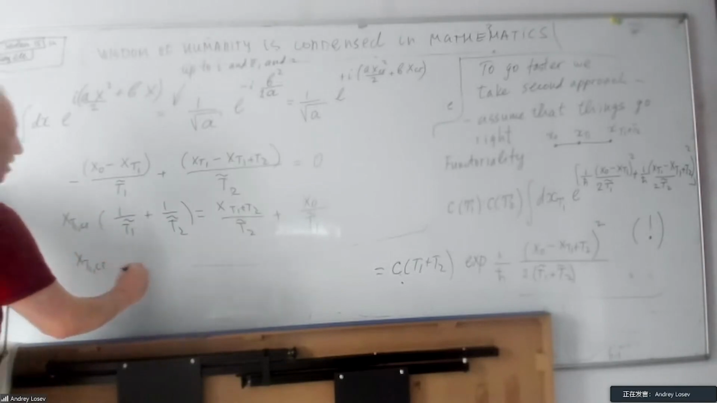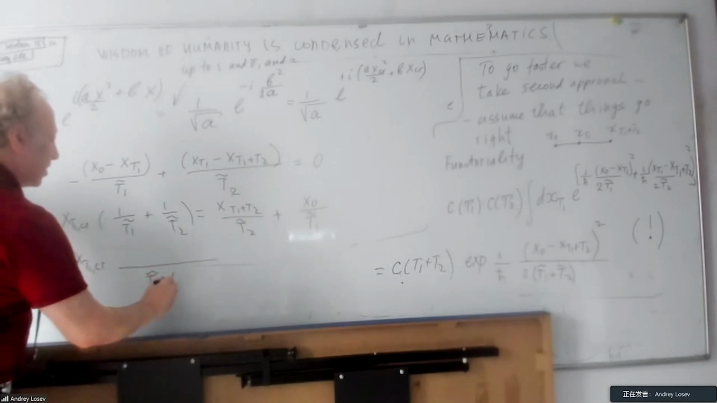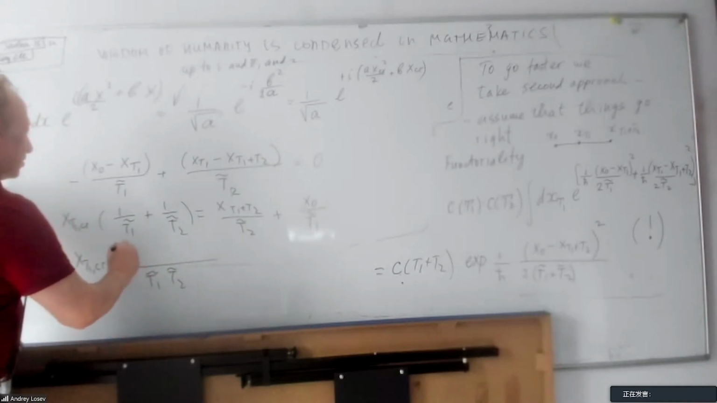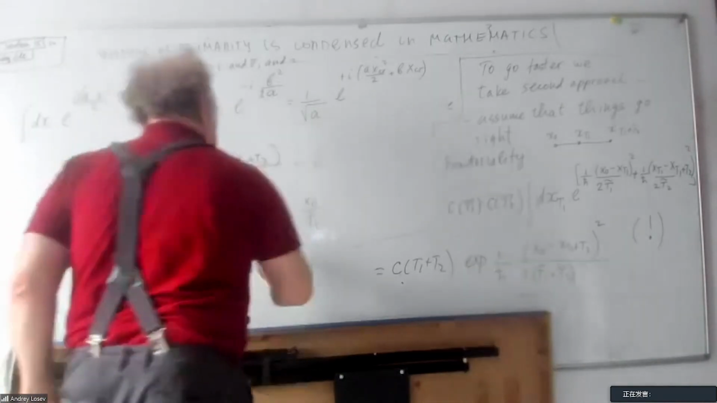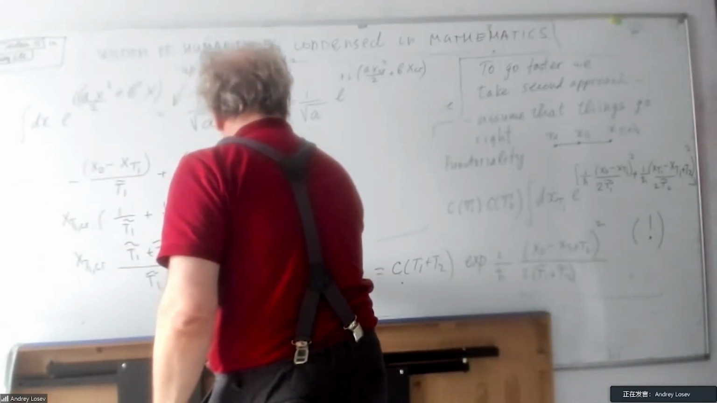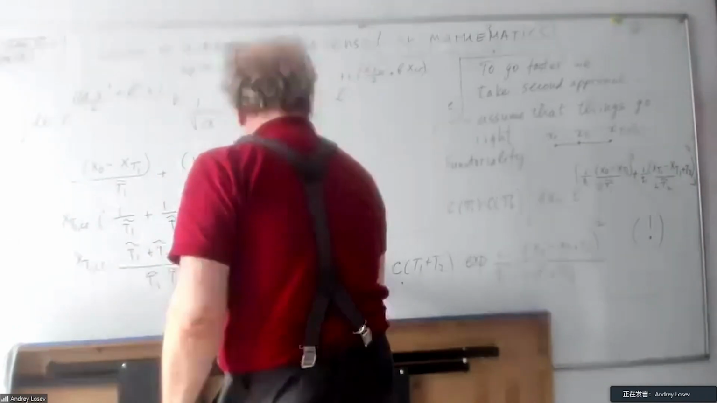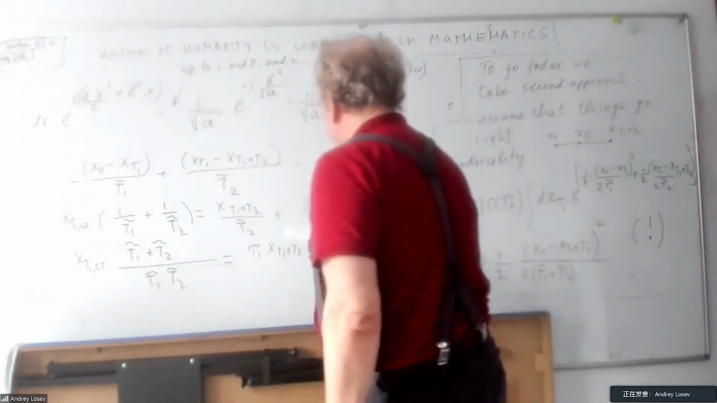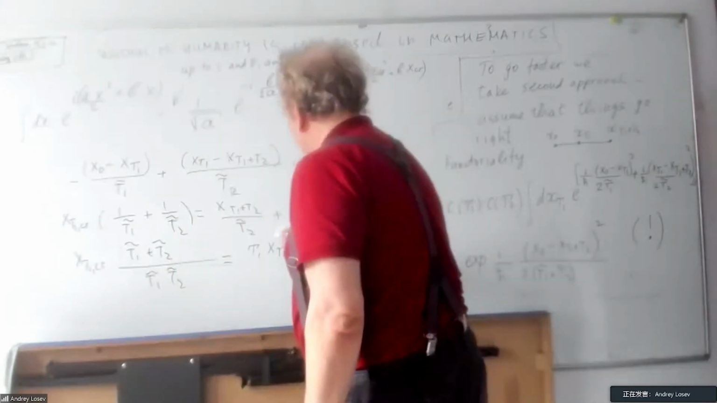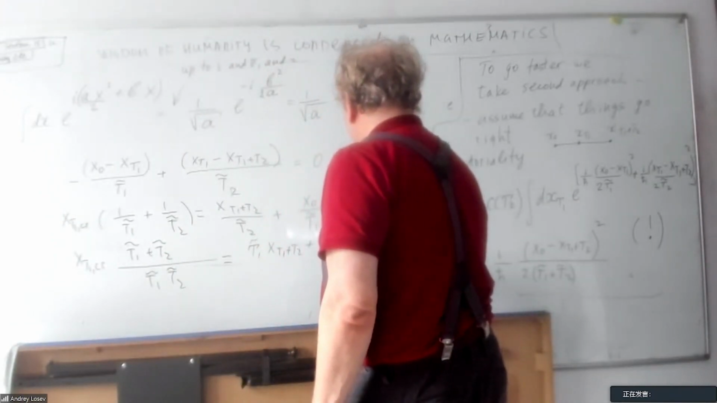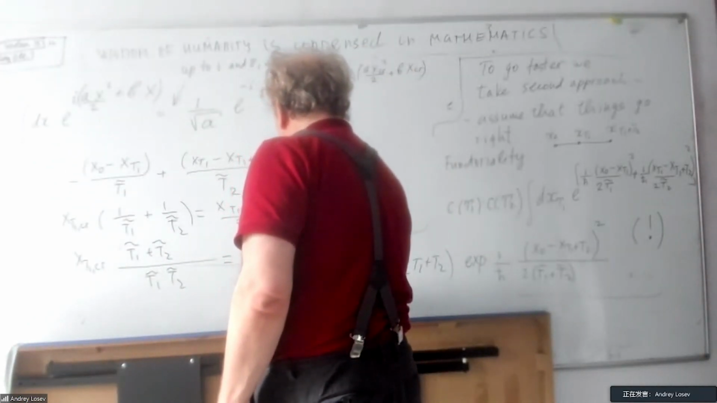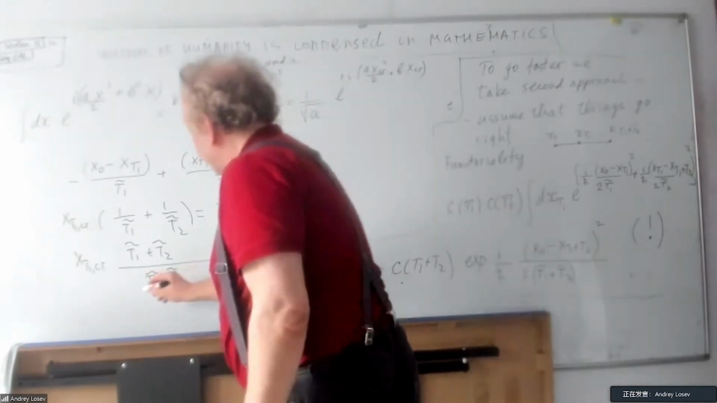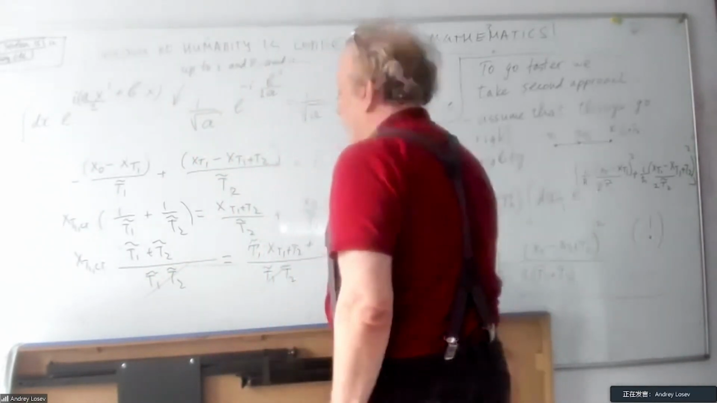x_critical equals (t1 tilde plus t2 tilde)... t1 tilde, t2 tilde, t1 tilde plus t2 tilde equals t1 x_{t1+t2} plus t2 tilde x0, and here I have this t1 tilde t2 tilde, and I may cancel it. Okay.